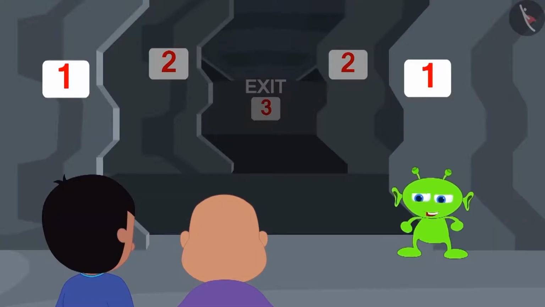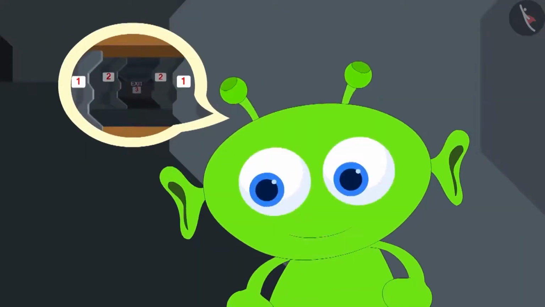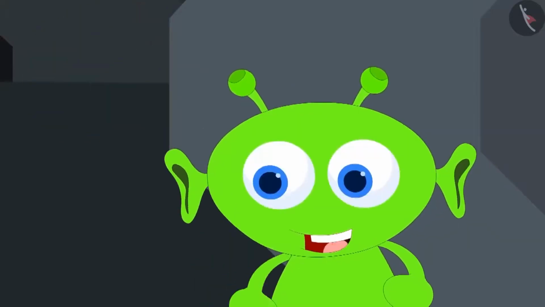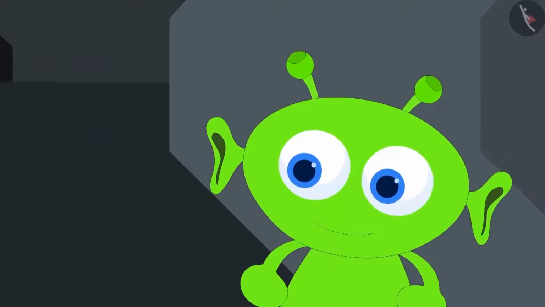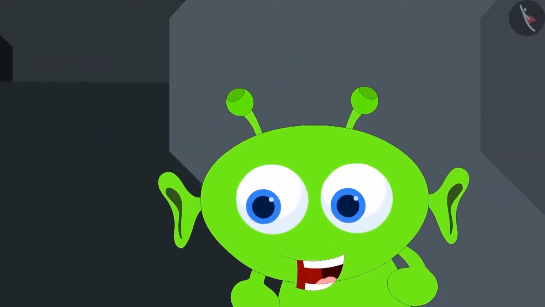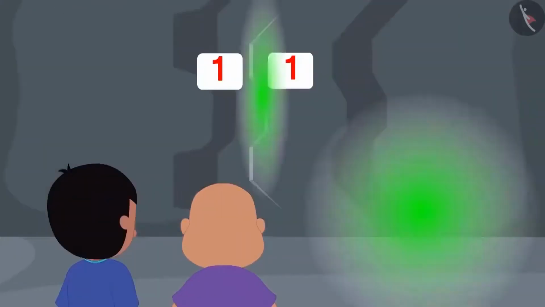There is just one way to get out of this spaceship. This spaceship has 3 doors. Each door has a code on it. If you can correctly solve the codes on all the 3 doors, only then you will be able to go back. Ha ha ha. Jeev said this and disappeared.